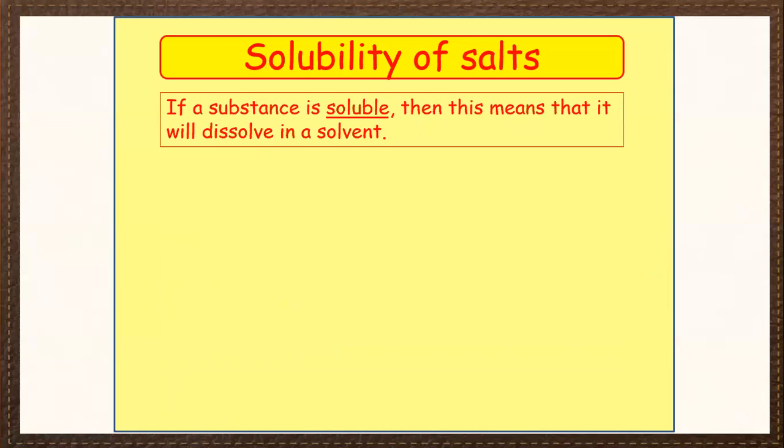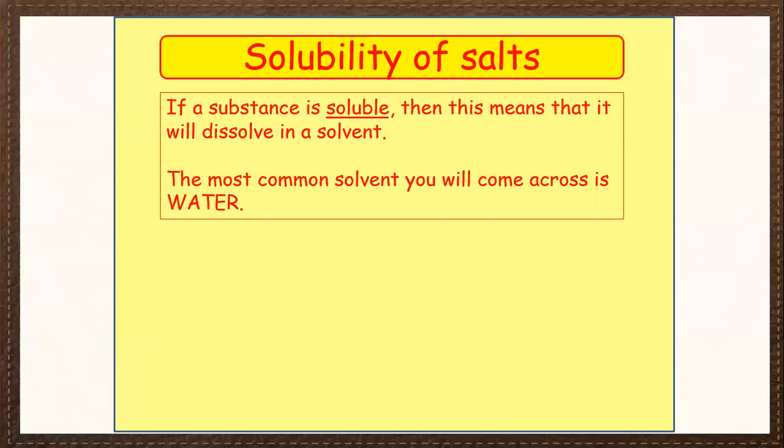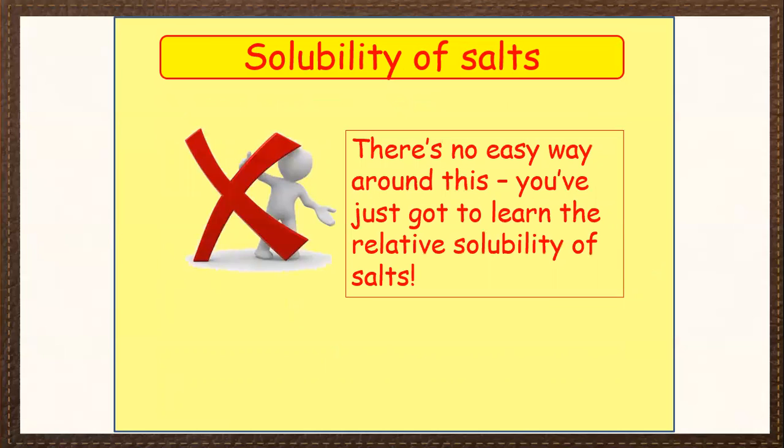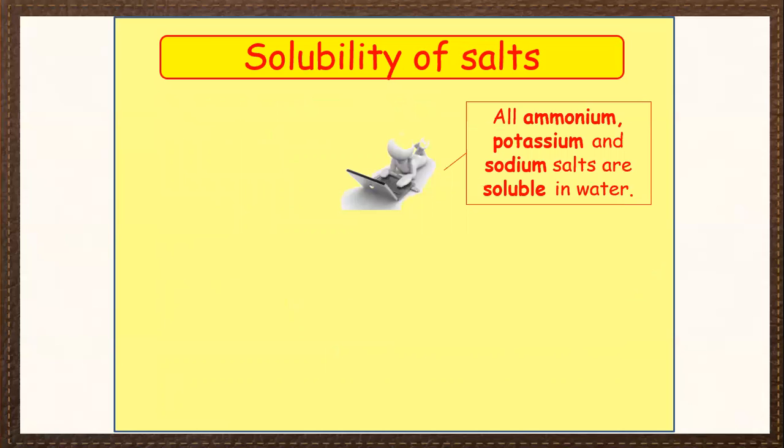If a substance is soluble, it will dissolve in a solvent. The most common solvent you will come across is water. Solute, the solid, plus solvent, the water, gives a solution, aqueous. There is no easy way around this. You've just got to learn the relative solubility of salts.